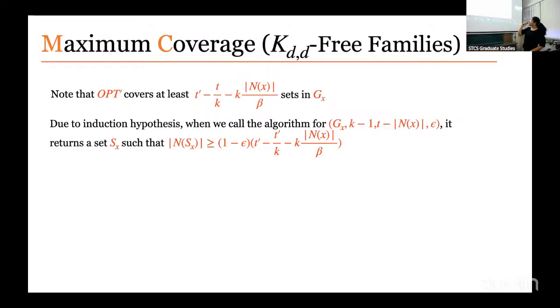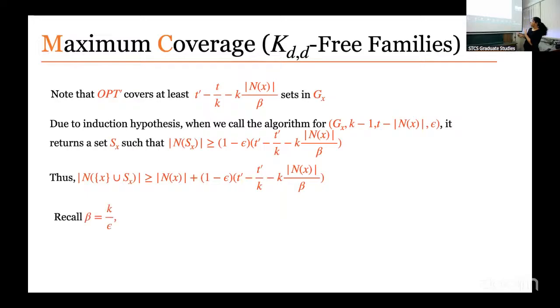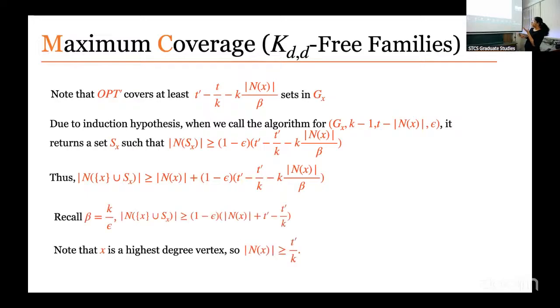Now, if we use the induction hypothesis on Gx, then we know that we get a set Sx which covers at least 1 minus epsilon of that value. Now neighborhood of x union Sx, do the computation, put beta equal to k by epsilon, and we get 1 minus epsilon of t prime. Okay, any question here? We can take a pause.